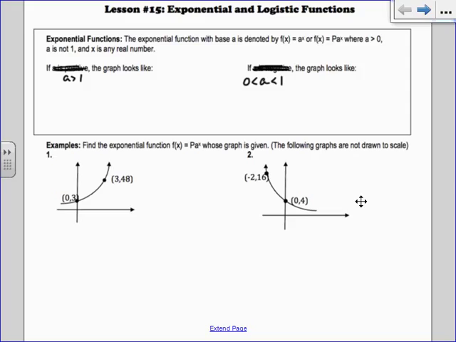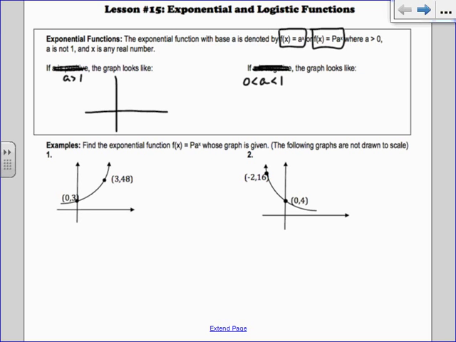All right, so let's start with the basics with exponential functions. An exponential function can be written in two different ways. You might see f of x equals a to the x, or you might see f of x equals p times a to the x. So there can be a number out front as well, a coefficient.